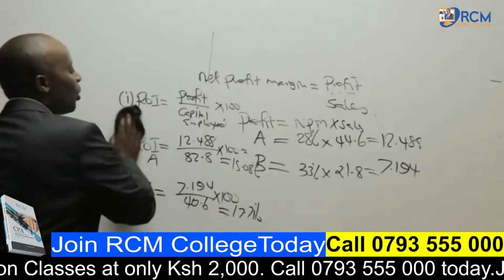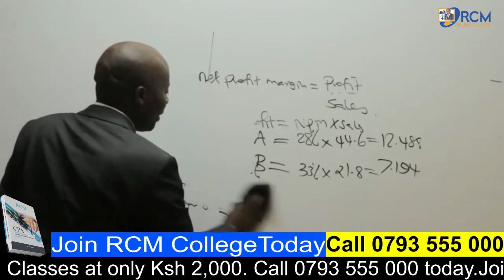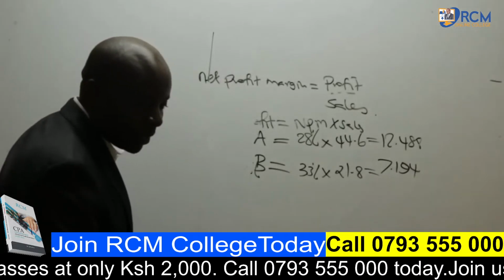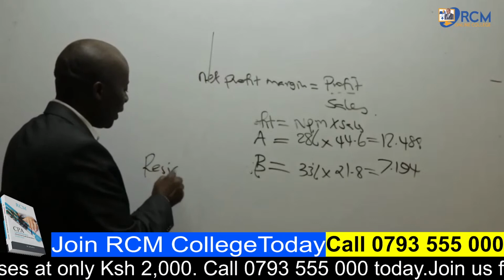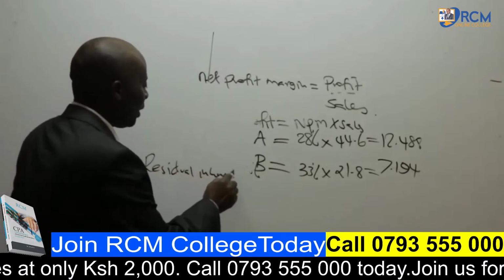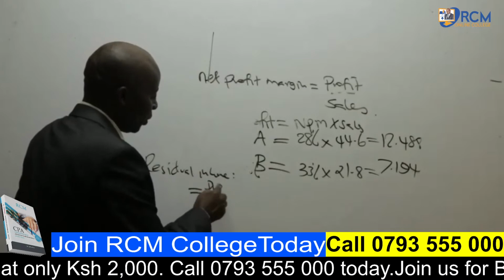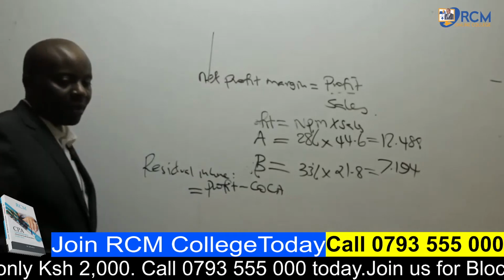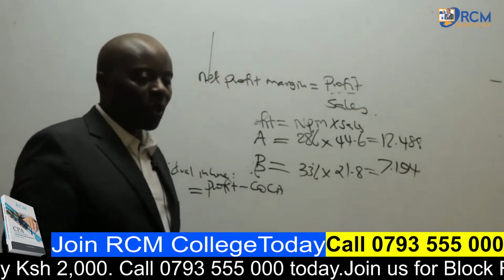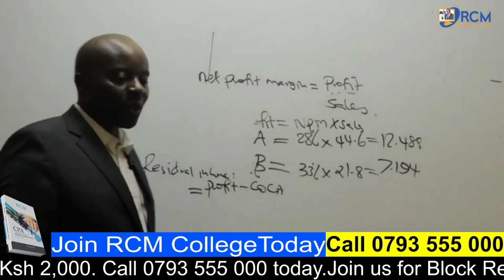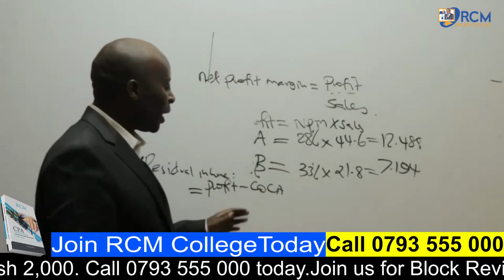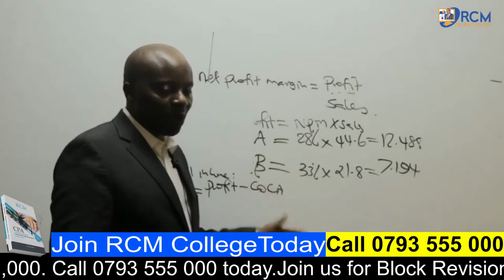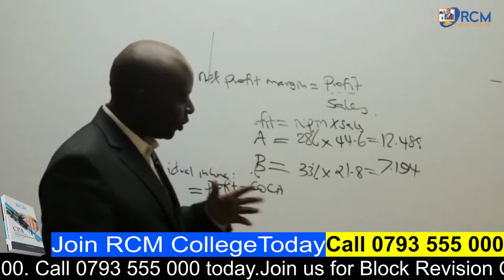How about residual income? How do we get residual income? I really like residual income. Thank you very much, Purity. To get residual income, ladies and gentlemen, we normally take the profit that you have here minus COCA. Profit minus COCA, where COCA stands for cost of capital employed. These videos you guys have watched many times.